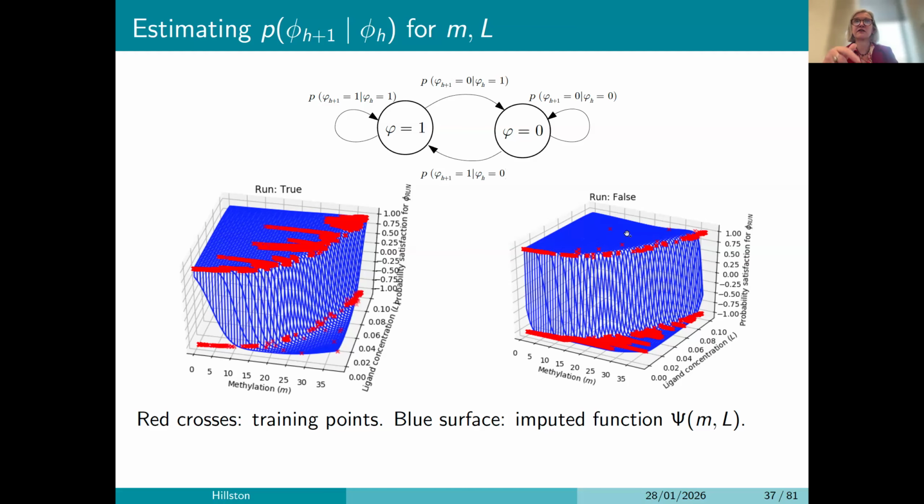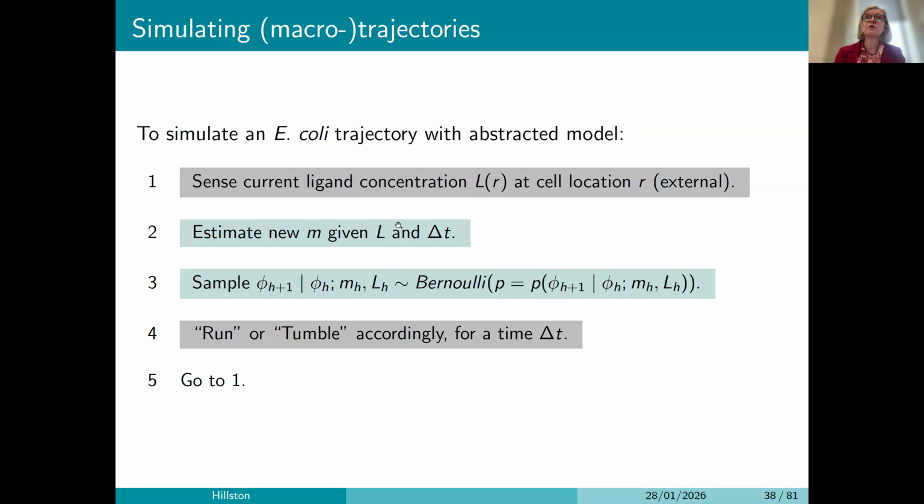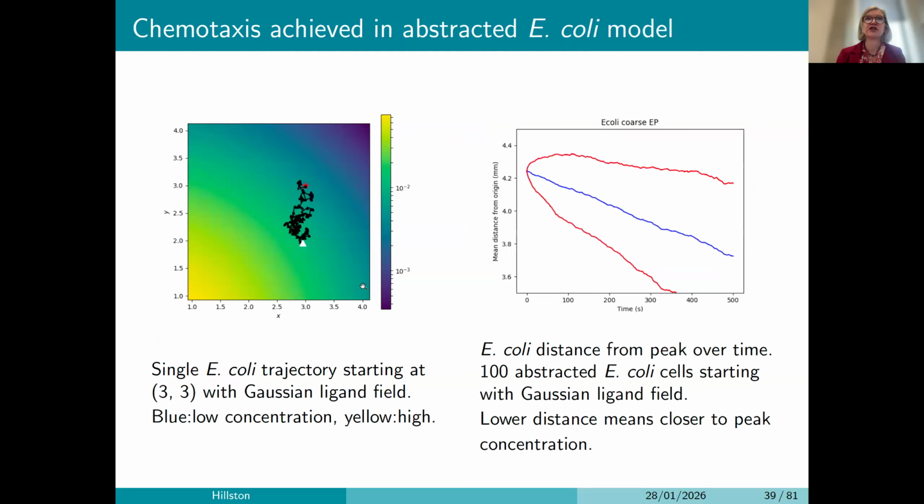So these are actually just the converse of each other. Now we can just use that model instead of the fuller model, and we estimate the new value of M given our value of L and the time step. We sample using our Bernoulli trial to say, are we running or tumbling? We update our external model accordingly, and then we run this again. So this inner loop has been greatly simplified to this much more abstract version.